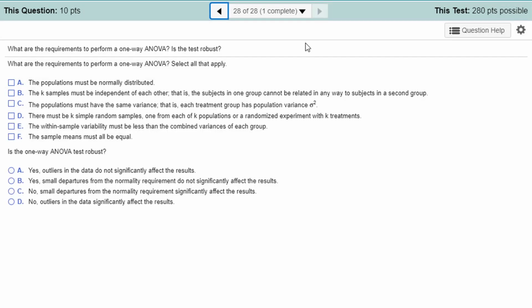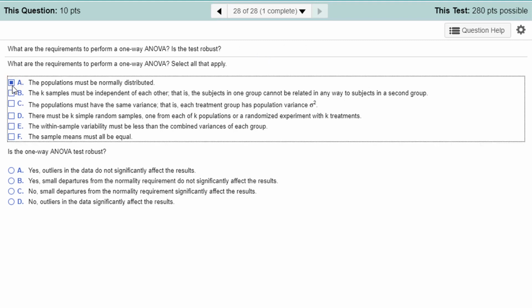Okay. What are the requirements to perform a one-way ANOVA test? And is the test robust? Okay, so here are the requirements. Populations need to be normally distributed. You need to have k samples. They have to be independent. Subjects in one group cannot be related to subjects in the second group, or the third group, or the fourth group. The populations should have the same variance. So we're assuming equal variance for ANOVA.